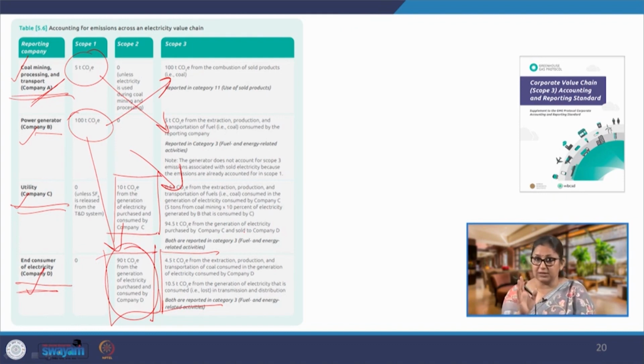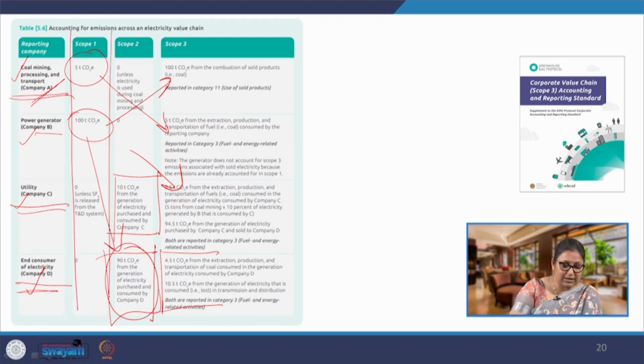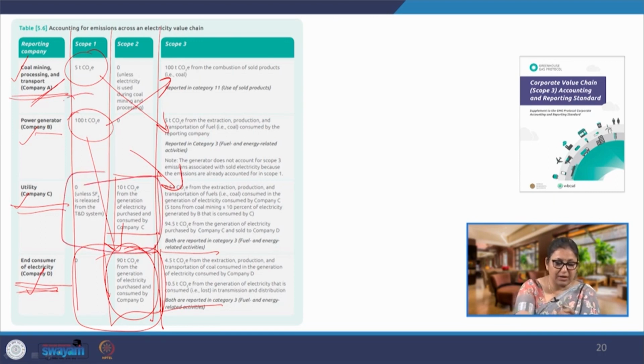However, if you look at it in totality, if everybody looks at their scope 1 and 2, we will be able to account for all the emissions that are happening in the entire value chain. Somebody somewhere will be looking at accounting for these emissions. If the end user looks only at scope 1 and 2, if the utility company looks at only scope 1 and 2, and like this, we will still be accounting for 100% of emissions in the entire value chain.